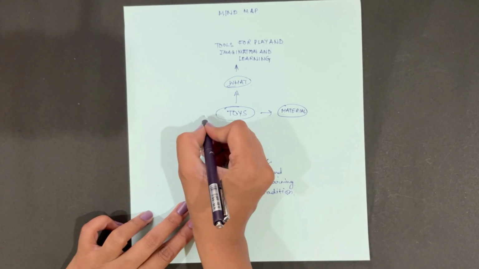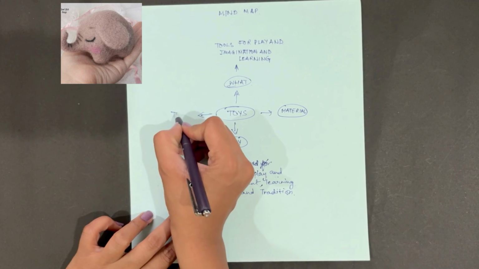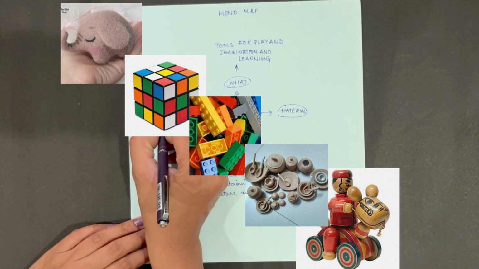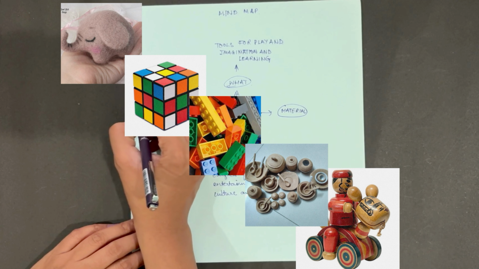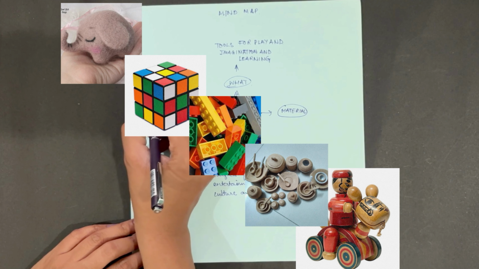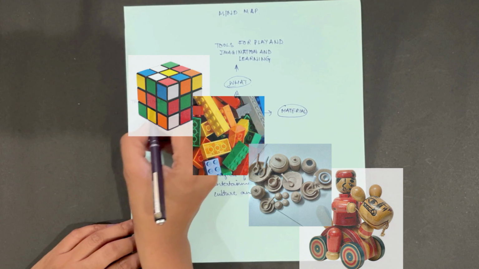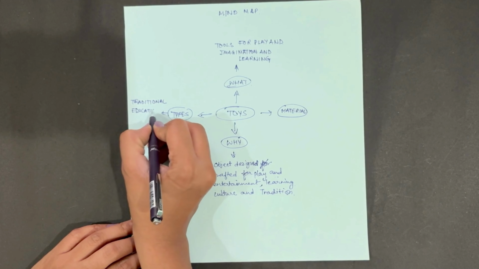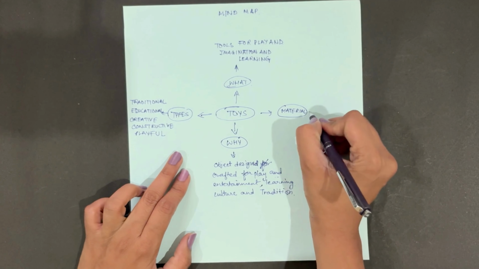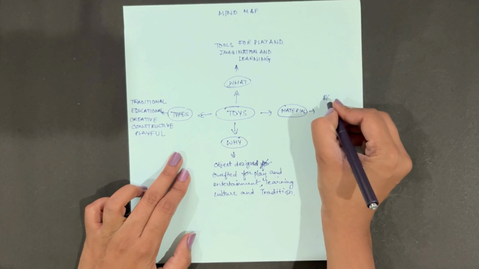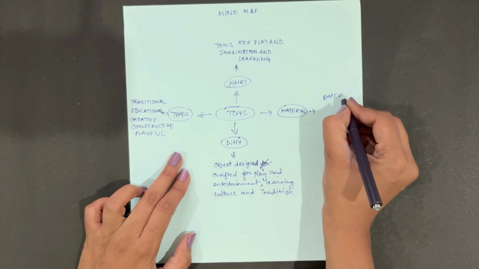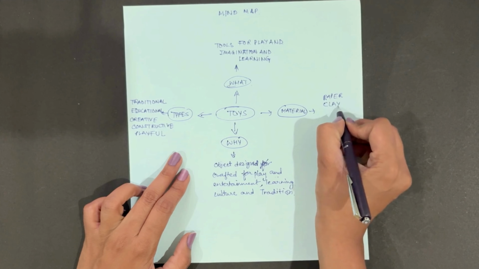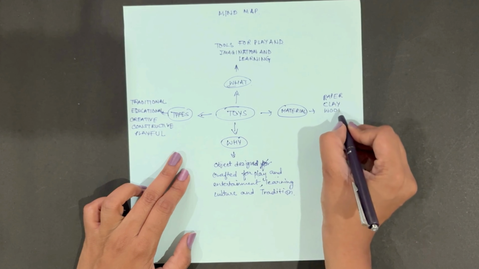Next, let's think about different types of toys. Soft toys, educational toys, puzzle toys, building toys, mechanical toys, traditional toys, collectible toys. Already one simple theme is beginning to expand. Now let's think about materials. Toys can be made from wood, clay, fabric, wool, dry grass, paper, plastic, and metal.